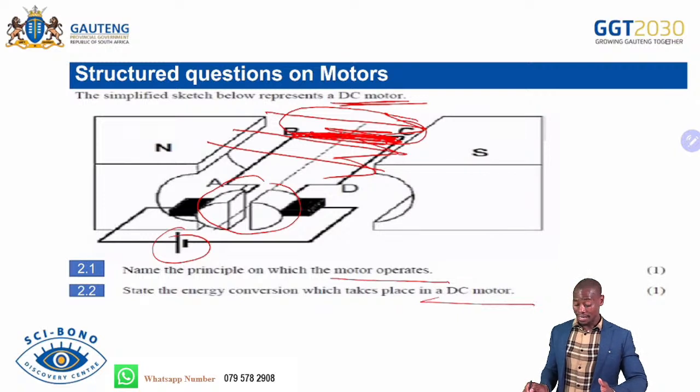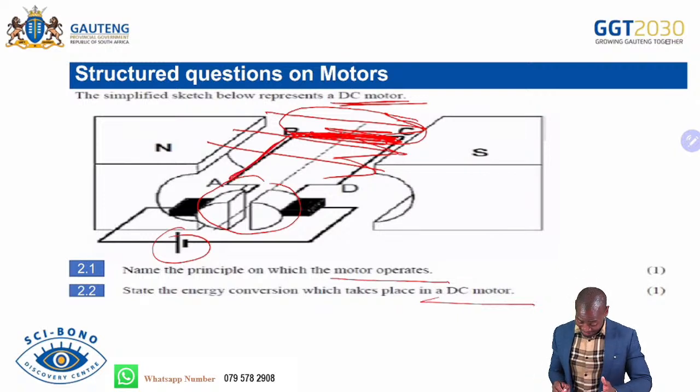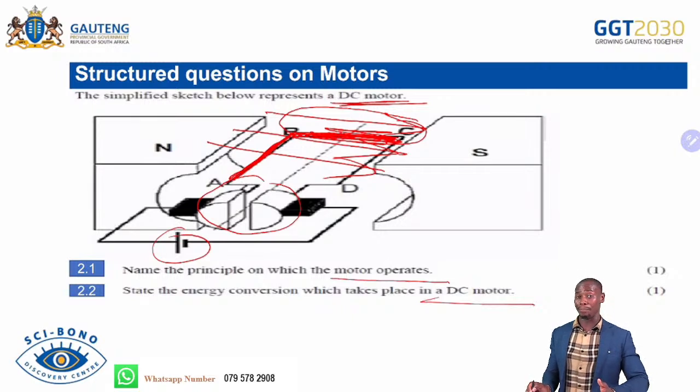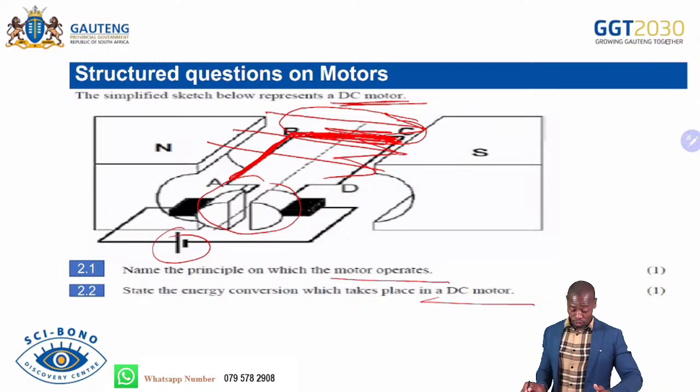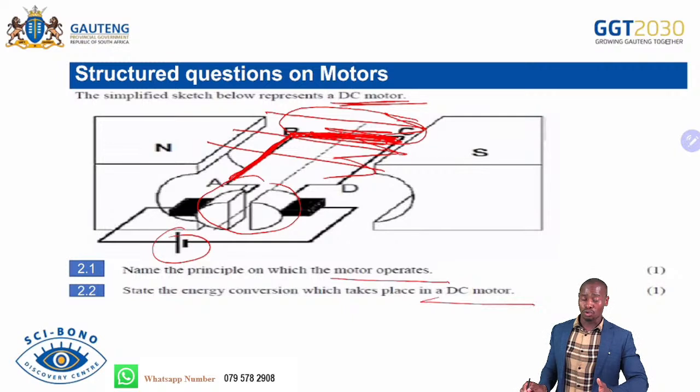So it means that it's only side AB that would experience the magnetic force, because that side is perpendicular to the magnetic field. So the coil will experience the magnetic force if that section, for example, section AB, is perpendicular to the magnetic field. But if that side is parallel to the magnetic field, it won't experience the magnetic force. So please do not confuse the magnetic force with the induced EMF.